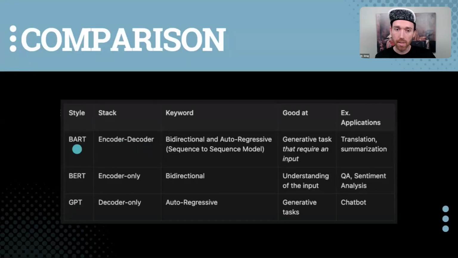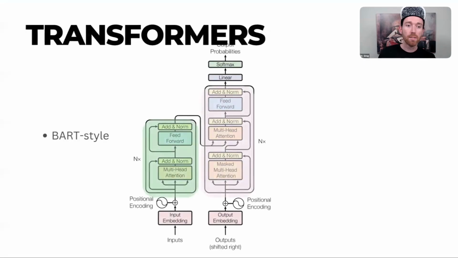That's BART. So it's bidirectional and it's autoregressive because it has an encoder and a decoder. BERT has an encoder and it's bidirectional. GPT has a decoder and it's autoregressive. So BART is kind of both of them. Let's visualize. BART.